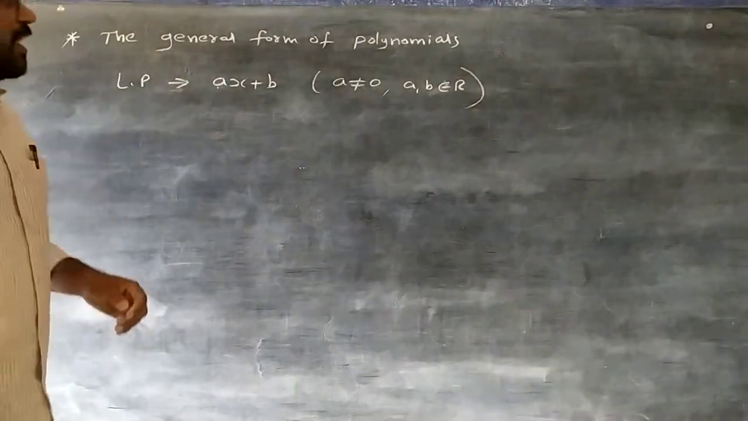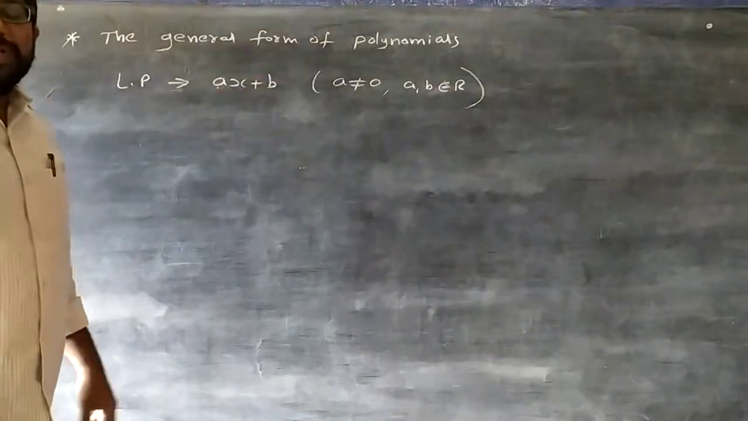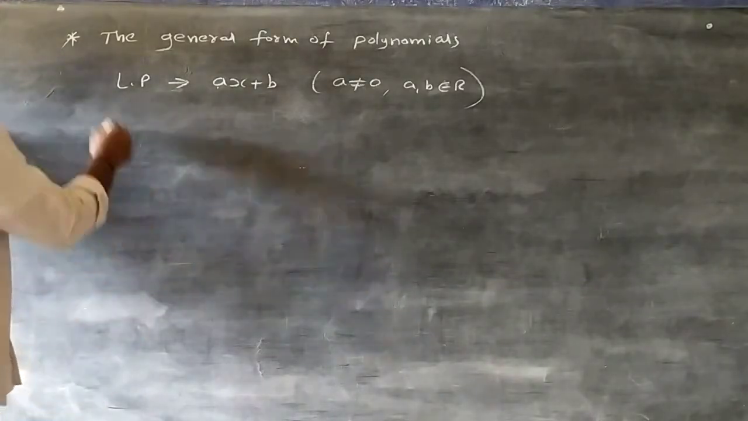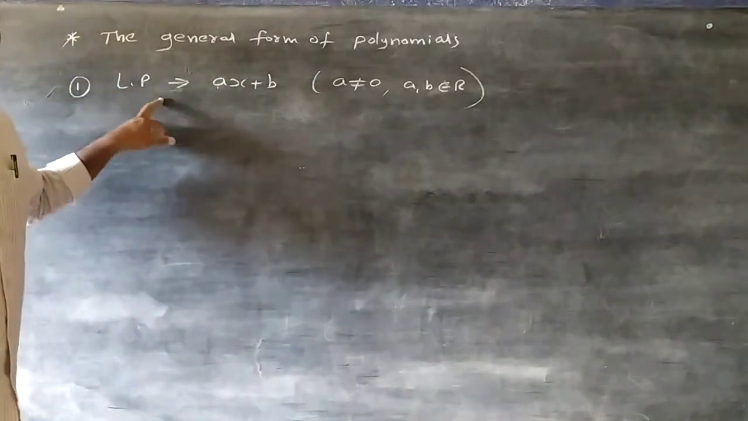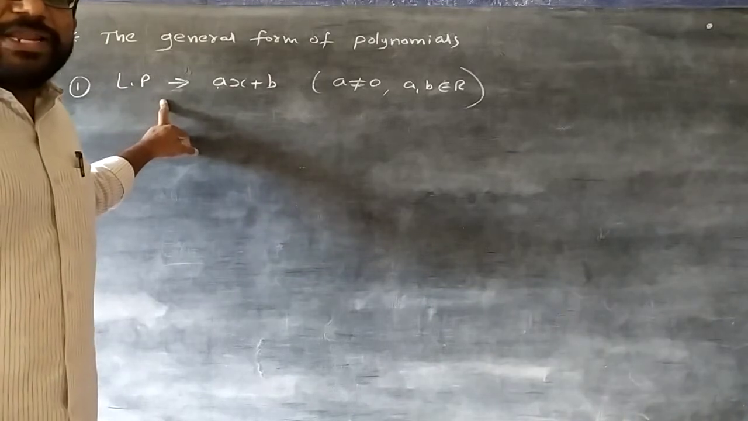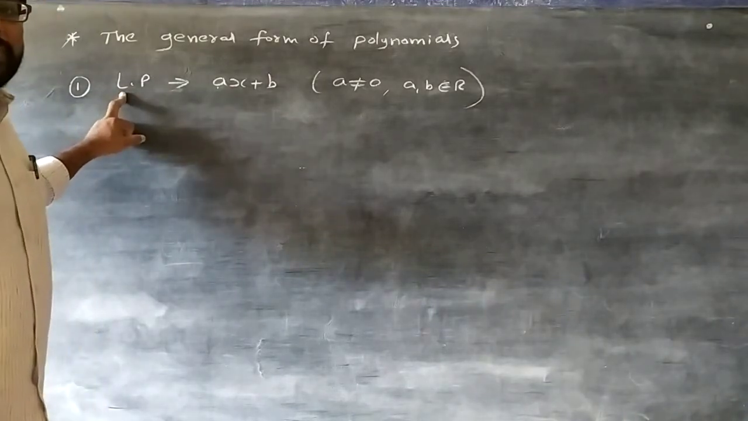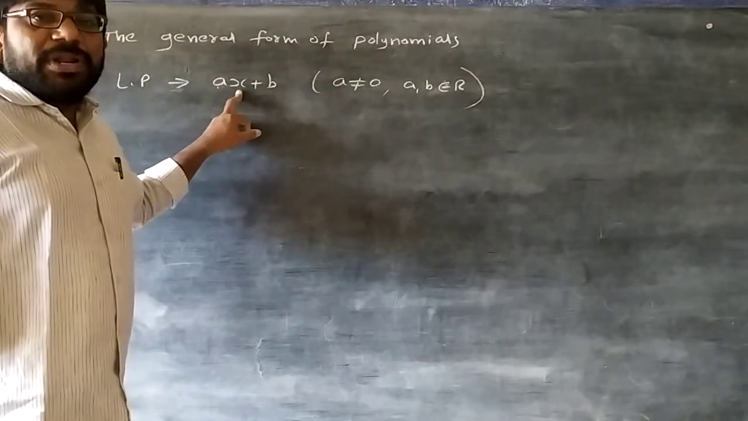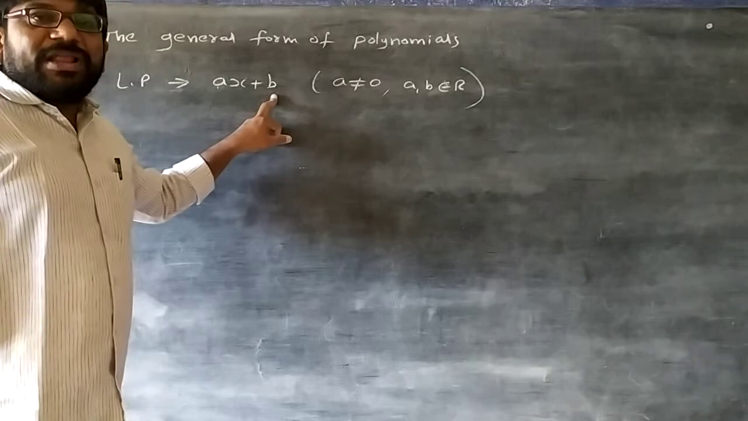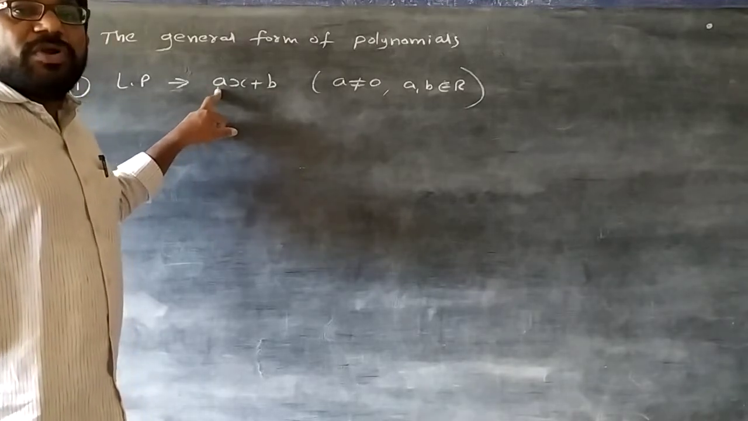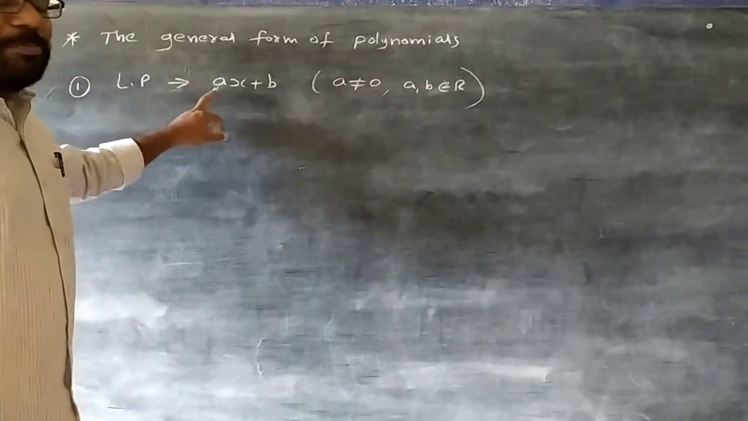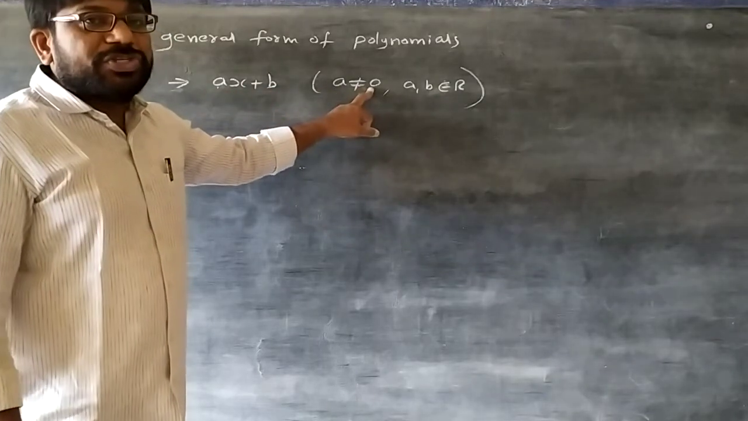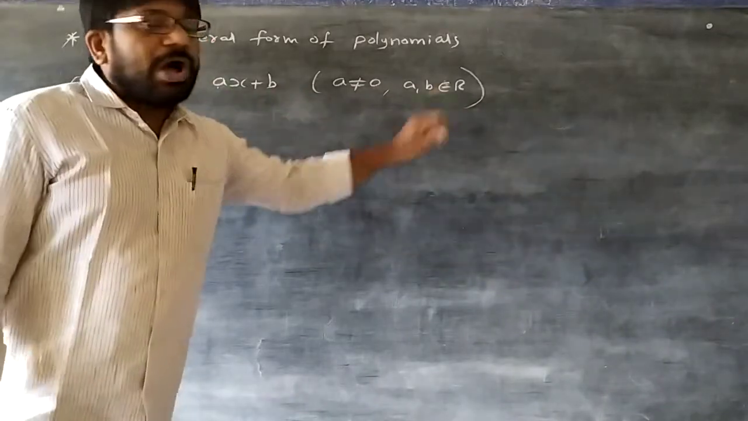The general form of polynomials. Observe carefully. The first one, linear polynomial. LP means linear polynomial. Its general form is ax plus b. Here x is the variable, a and b belong to real numbers, and a does not equal 0. Observe carefully. Linear polynomial is in the form ax plus b.